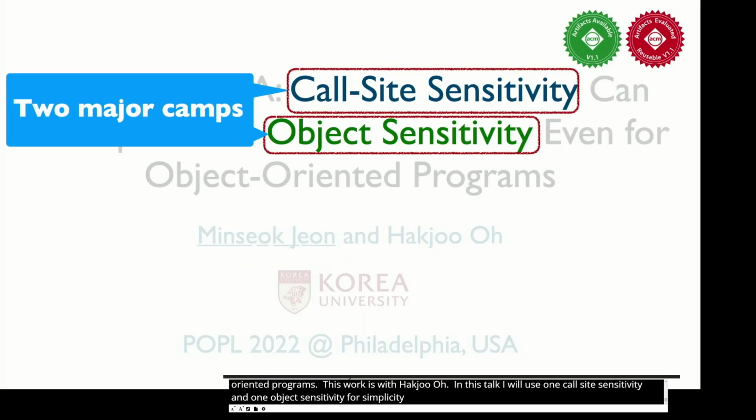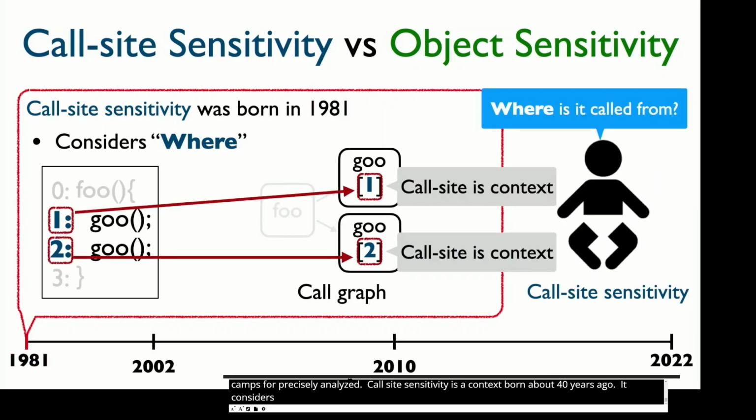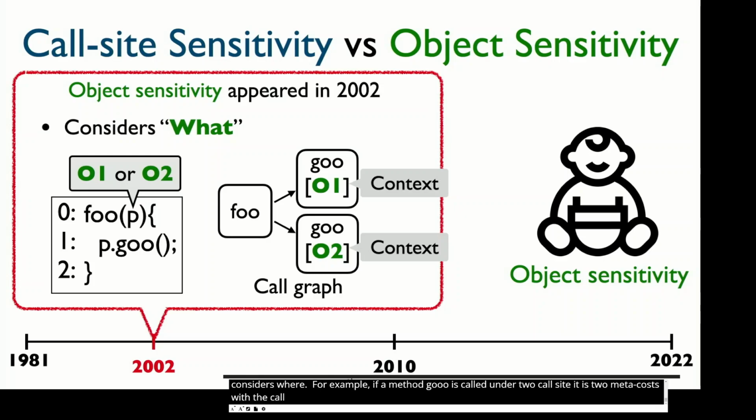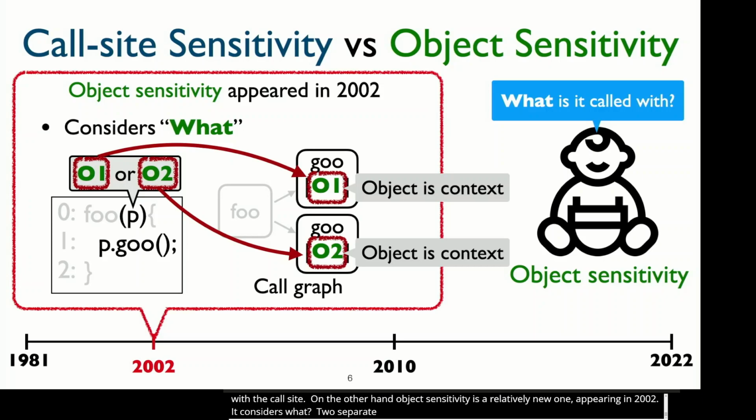Call sensitivity and object sensitivity are two major camps in static analysis for precisely analyzing method calls. Call sensitivity is an elder context, born about 40 years ago. It considers where to separate method calls. For example, if a method Goo is called under two different call sites, it separates the two method calls with the call site. On the other hand, object sensitivity is a relatively new one, appeared in 2002. It considers what to separate method calls. For example, if a method Goo is called under two different receiver objects, object sensitivity separates the two method calls with the receiver object.